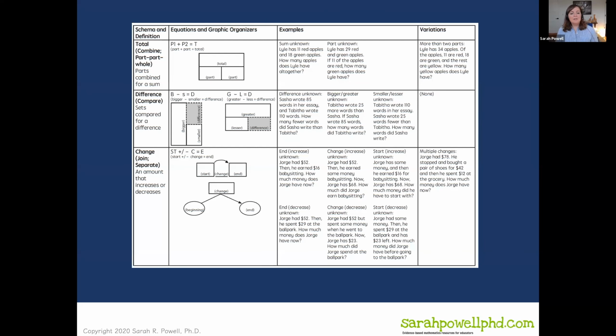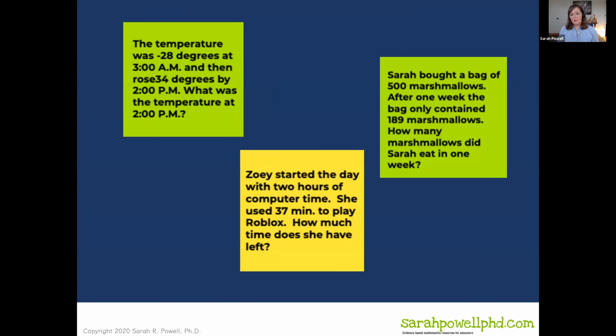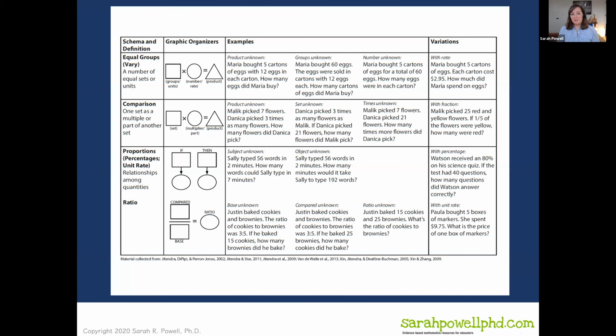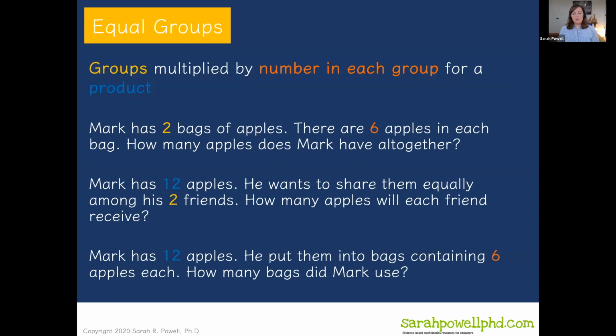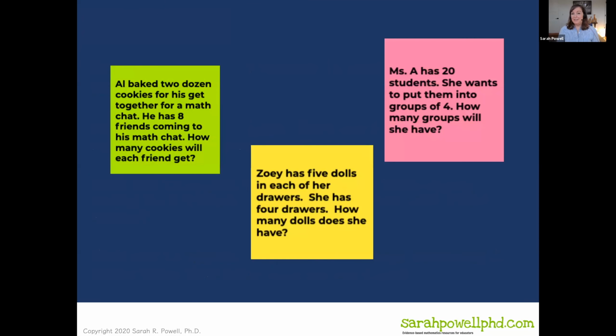So last time we talked about change problems, and you all provided some really nice change stories. So here we have a start amount that increases or decreases to a new amount. And then last time we also talked about equal group stories. So those are stories where we have groups with an equal number in each group. And I saw some really good equal group stories on the Jamboard.